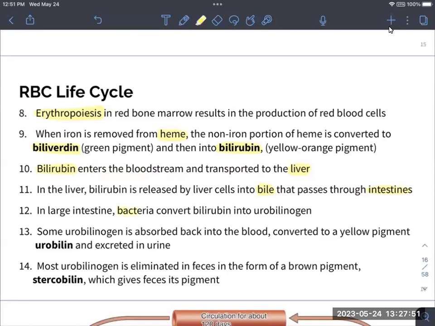We have a lot of bacteria that live in our large intestine. Our bacteria help us break down things that our own digestive system cannot. So in this case, our digestive system can't break down bilirubin, the bacteria does. It'll break it down into urobilinogen.